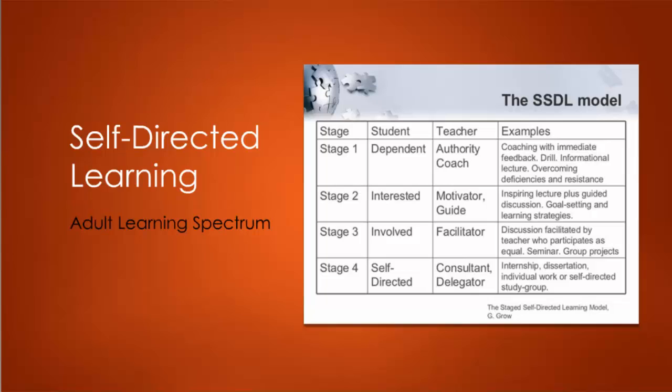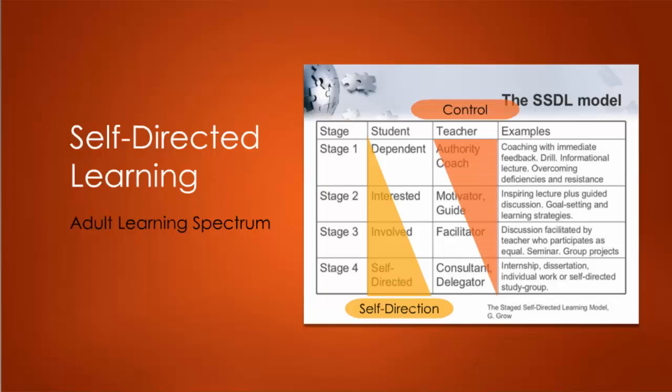The best-known model is called the Staged Self-Directed Learning Model, which is an easy-to-use matrix that allows learners to locate themselves in terms of their readiness and comfort with being self-directed, and it also allows instructors to match the learner's stage with an appropriate instructional strategy. As the stages progress, students become more self-directed, whereas the teacher has less control over the learning.